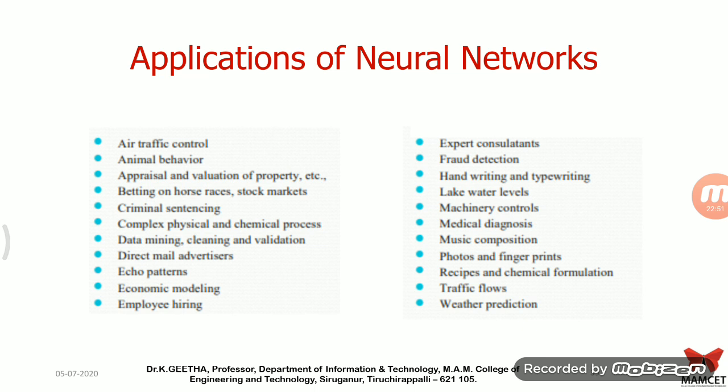And we have the applications of neural networks. We have many areas in the application of neural networks. Some of them are air traffic control, animal behavior, appraisal and valuation of property, betting on horse races, stock markets, criminal sentencing, complex physical and chemical processes, data mining, cleaning and validation, direct mail advertisers, eco patterns, economic modeling, employee hiring, expert consultants, fraud detection, handwriting and typewriting, lake water levels, machinery controls, medical diagnosis, music composition, photos as fingerprints, recipes and chemical formulation, traffic flows, and weather prediction.